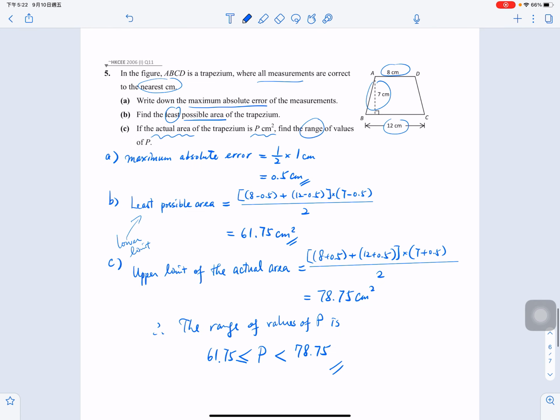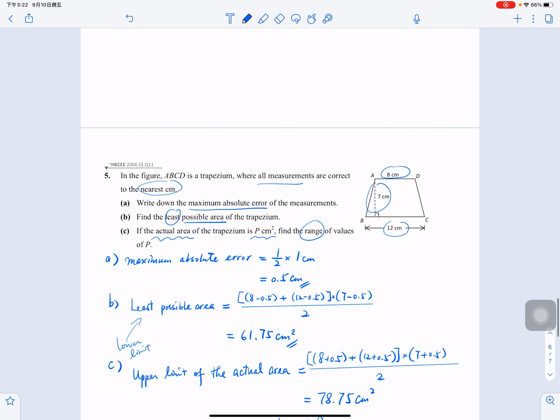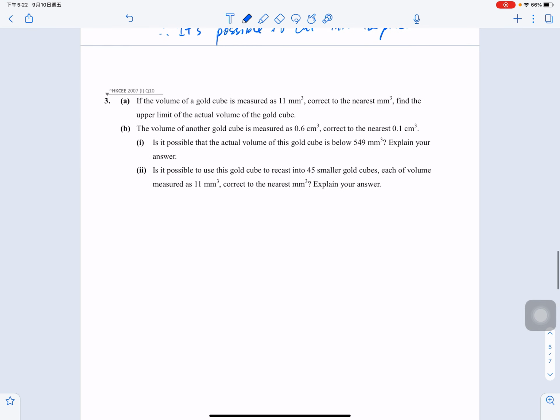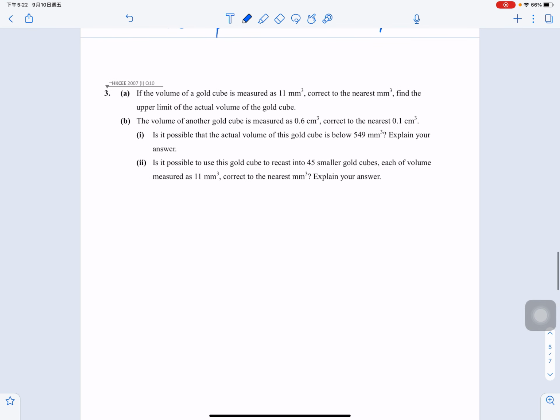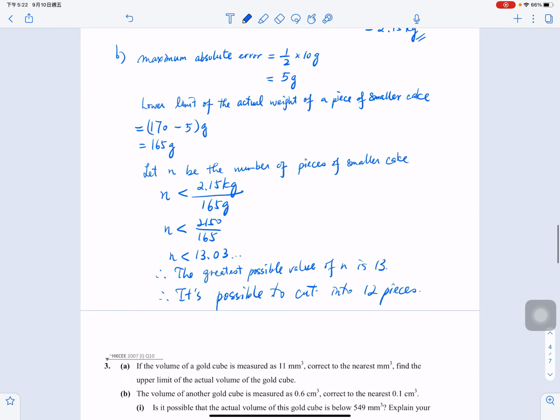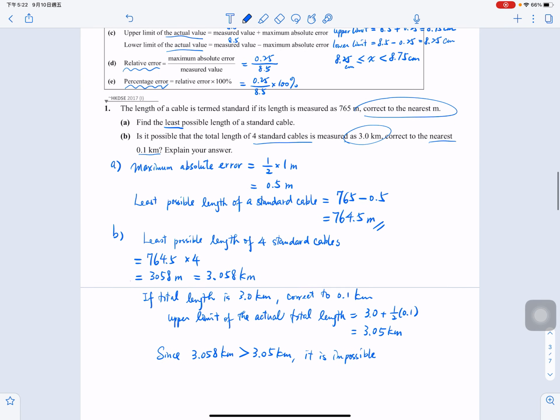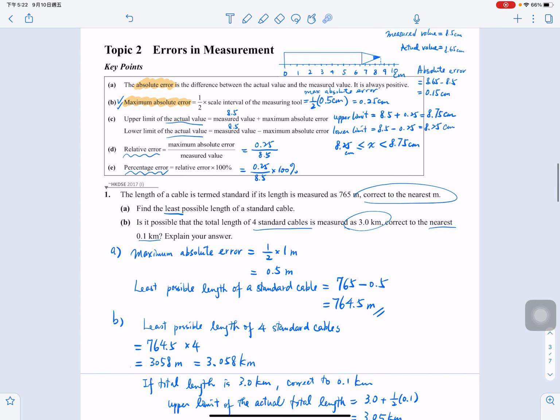好，希望同學都記得同 area 有關同埋 measurement 之間嗰個關係。So remember, try to do the left number 3 question, okay? And remember these key points, okay?